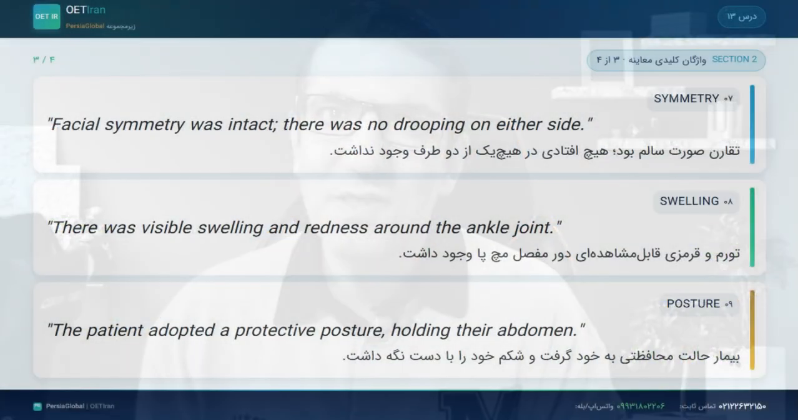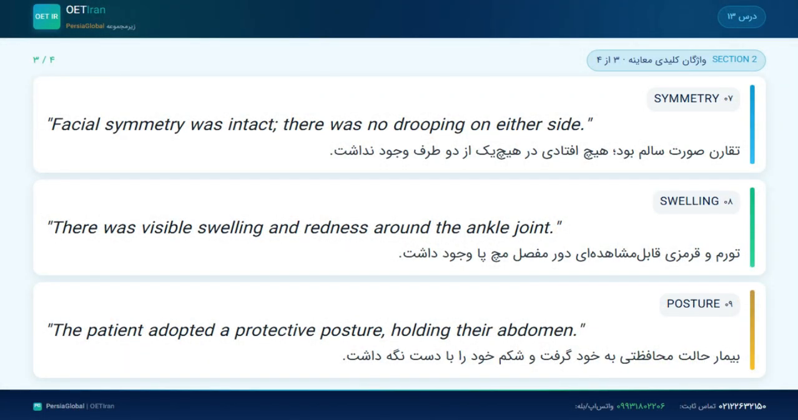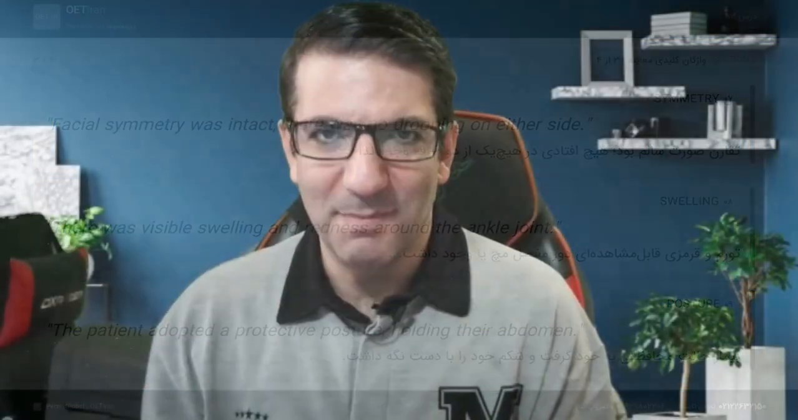Posture. Posture means the position in which someone holds their body. In the OET context, it involves observing body alignment and comfort. For example, the patient adopted a protective posture, holding their abdomen.